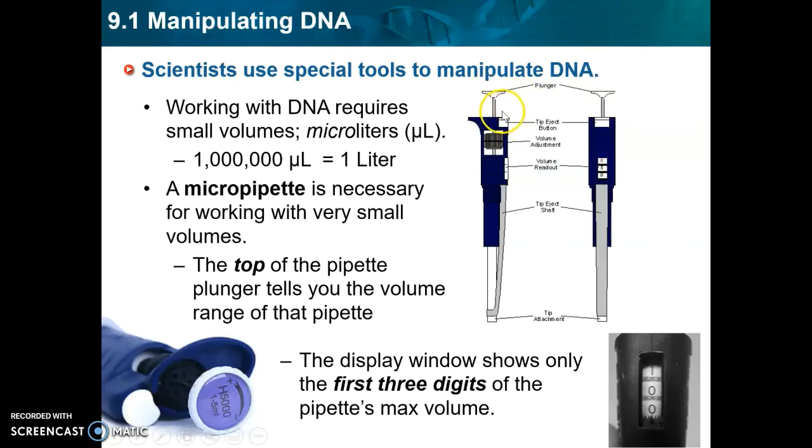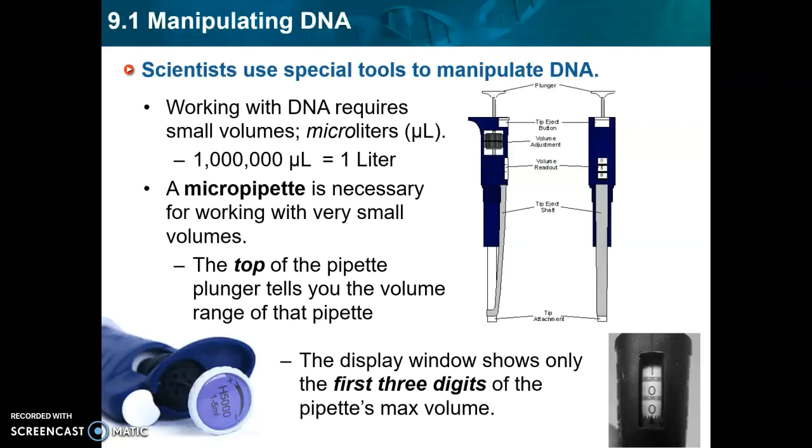Next, we have this little button right behind the plunger. It's called the tip eject button, and that does exactly what you would expect. When you press that button, you can eject the tip, and I'll show you what that looks like on a real pipette in just a moment.